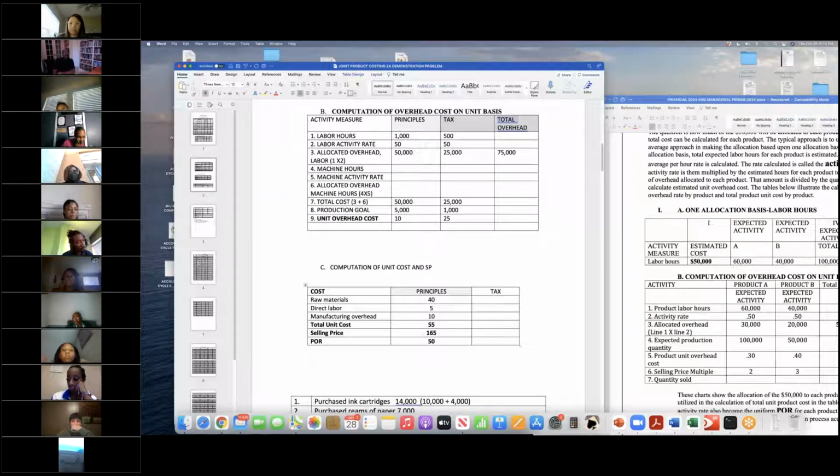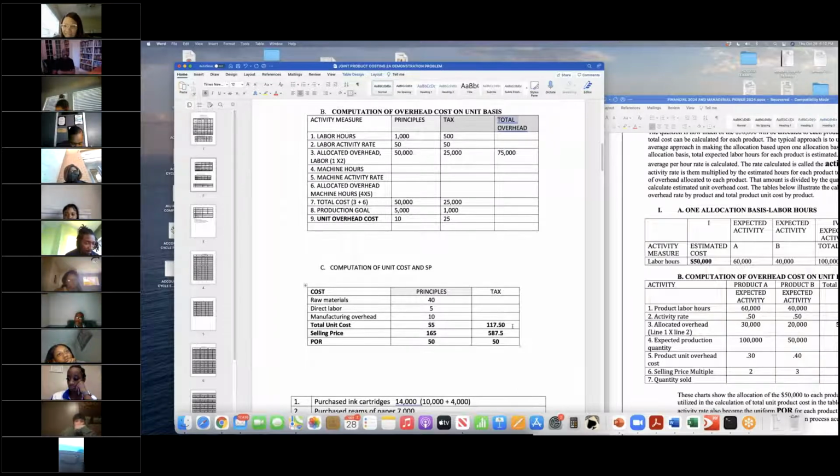So what's the total unit cost for the tax book? 117.50. Take your word for it, if you say it's 117.50. So what's our selling price? 587.50. And what's our POR, Mendez? 50, sorry.